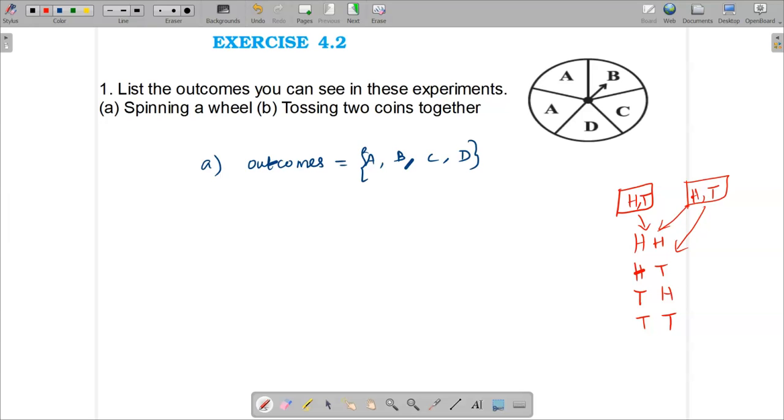If only one coin is tossed, I can get either head or tail. But with two coins together, there are 4 possibilities: both heads, both tails, or one head and one tail, first coin tail and next coin head. So tossing two coins together, the outcomes are: both head, one head one tail, one tail one head, both tail. These are all the possibilities when two coins are tossed together.